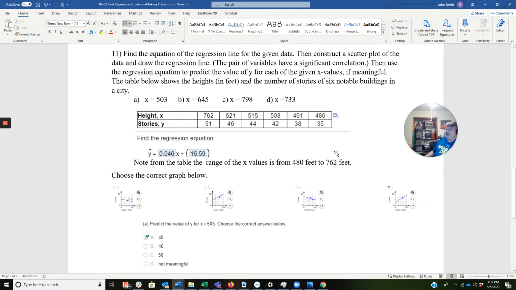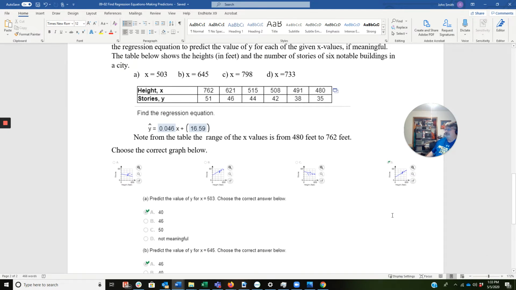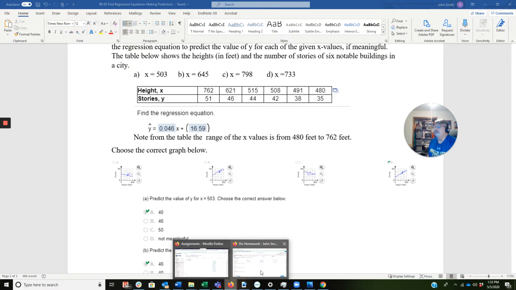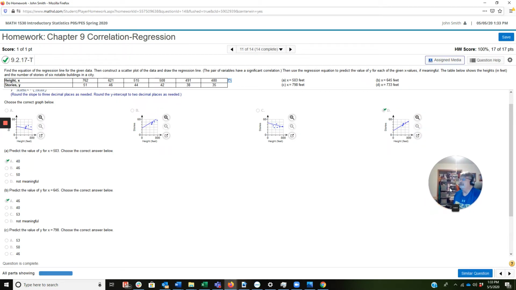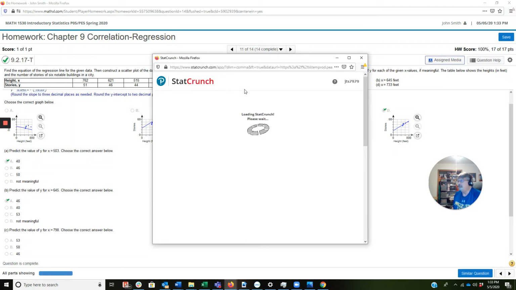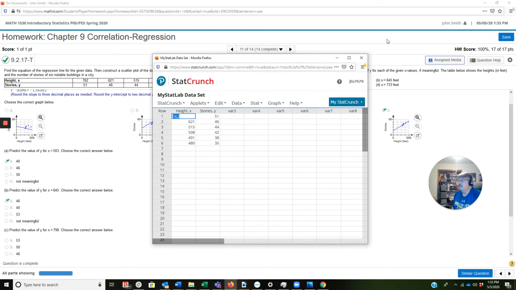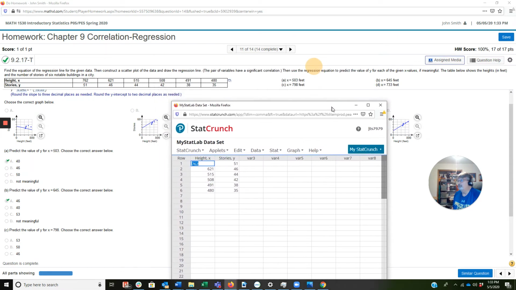At this point, let's go ahead and return to the problem itself. And you see I have the problem here. This is from my own assignment that I worked. So I know I can click the icon and open this data in StatCrunch. And the data is there open for me.